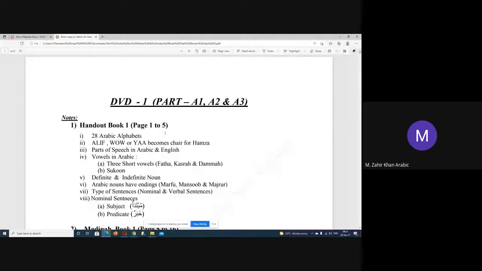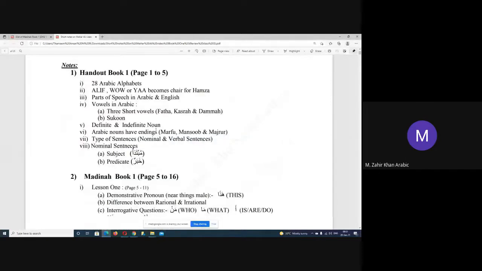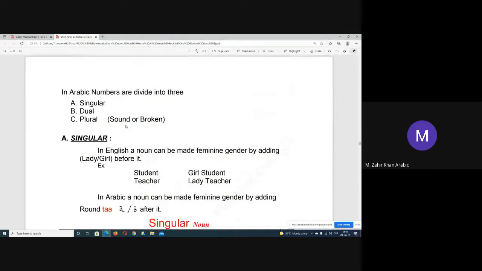So today we are going to see the numbers and the verbs. In verbs we are going to see the past tense. Okay, I request Tamim sir to open the PDF and share the screen.